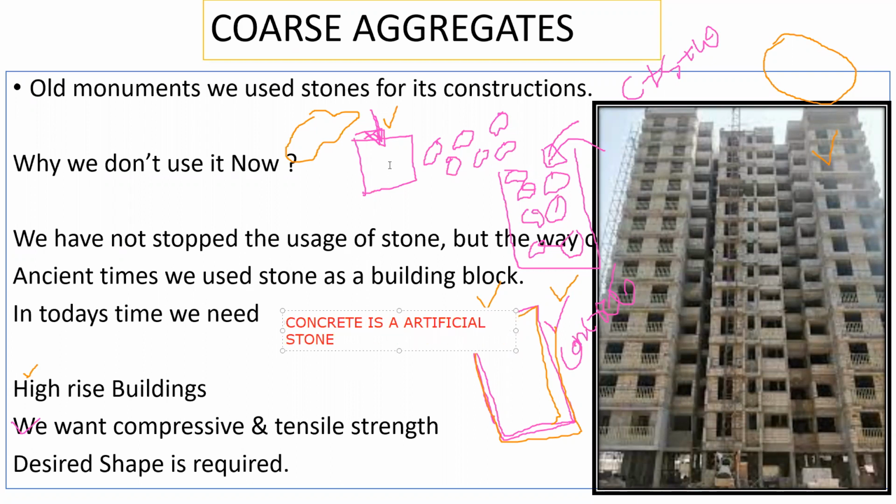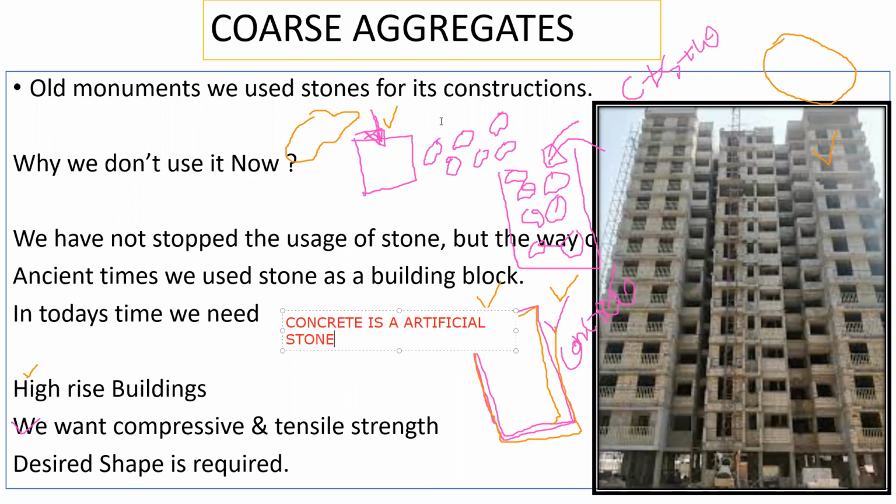Because see, in the beginning also we were using stone, now also we are using stone only. Concrete is like a stone only, but it's an artificial stone. We are preparing it by breaking down the bigger stones. In that we try to add cement mortar and all. Initially we were not using cement mortar, only the blocks we were using, right? So that is the importance of using the coarse aggregate.